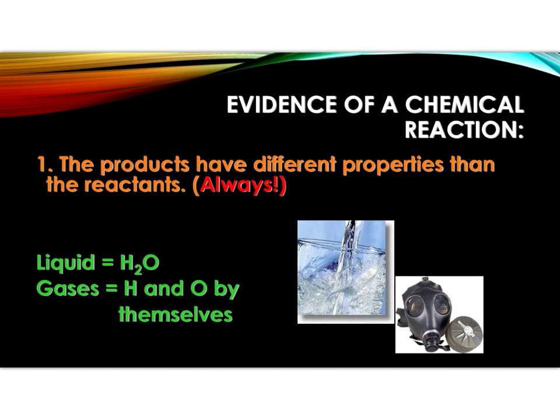A few quick tips for evidence of a chemical reaction. There are 3 I want you to write down. The products have very different properties than the reactants. I gave you the example of the hydrogen gas and the oxygen gas chemically combining to make water. And then I said, would you be okay if I put a mask of water over your face? And hopefully all of you said no. The properties of water are very different than the properties of oxygen gas or hydrogen gas, and vice versa.